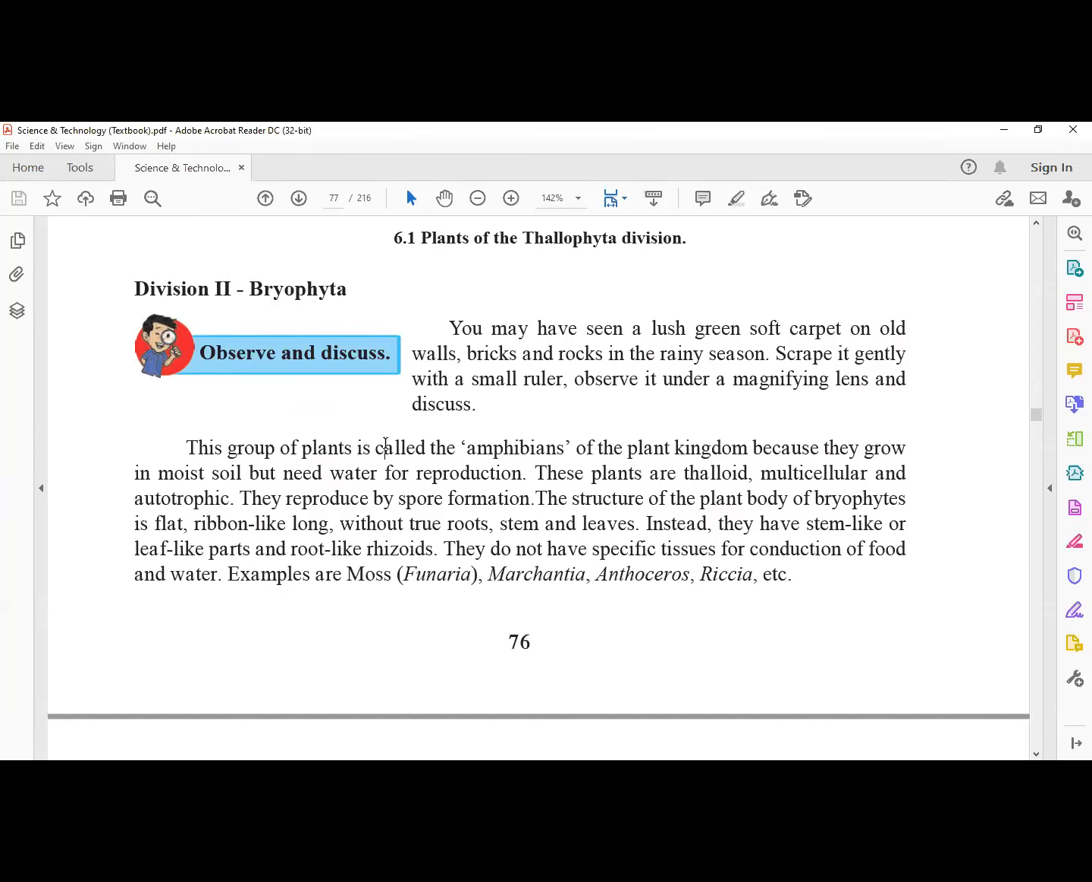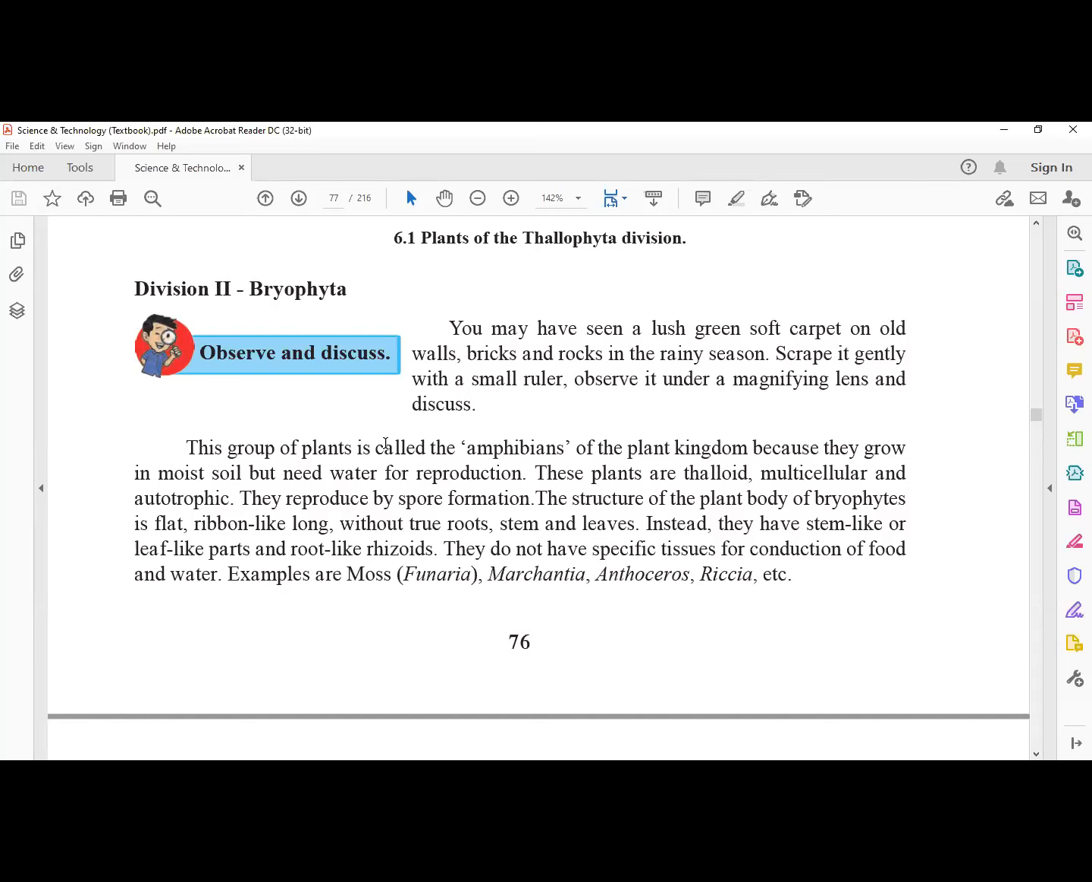These plants are haploid, multicellular, and autotrophic. They contain chlorophyll in more amount, so you will find green color over there. Chlorophyll, as we discussed earlier, is a green pigment which gives green color to the plant and its parts. Now they reproduce by spore formation. We'll go through one audio visual and try to understand what spore formation is and how it happens.